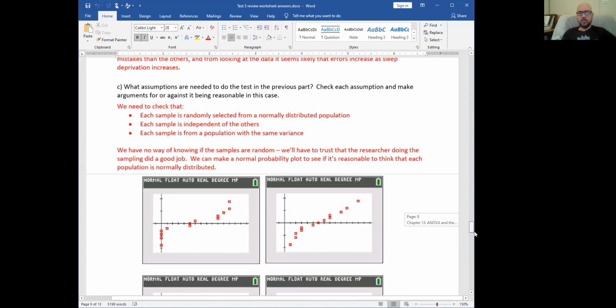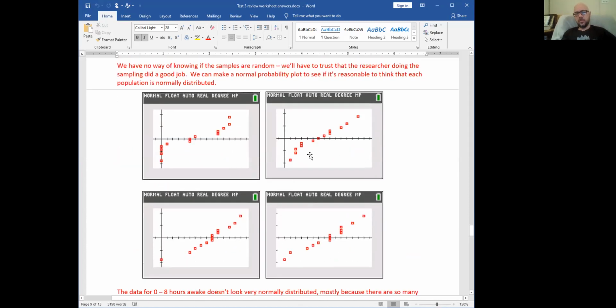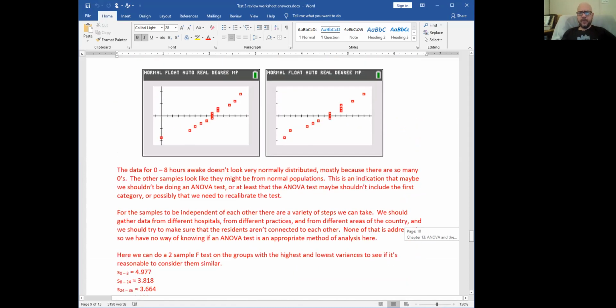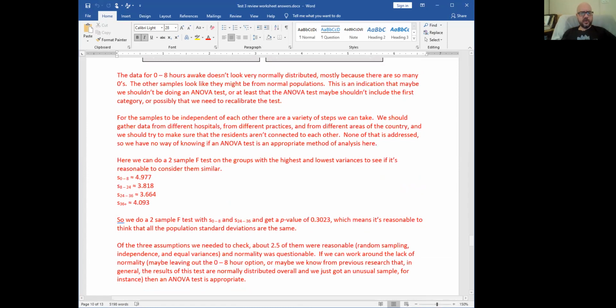The reason I bring this up is the following. Here's me checking the QQ plots, right? Good, good, good, bad. And then I do the other ones, right? So here's the 2 sample F tests, p-value of 0.3023, totally fine, right? The 2 sample F test checks out.